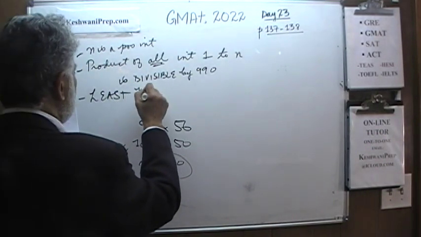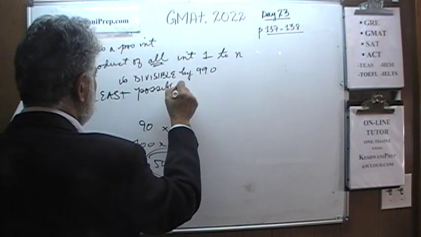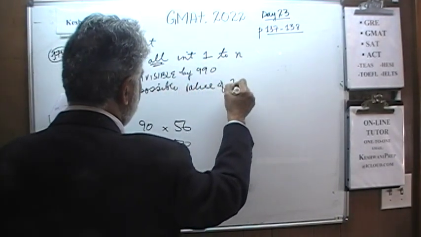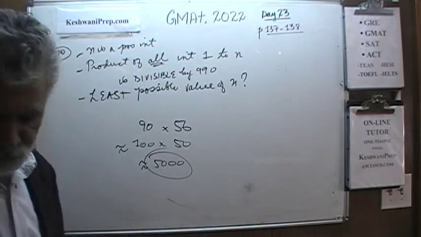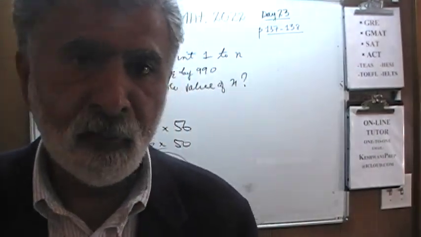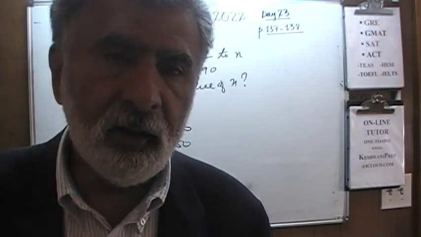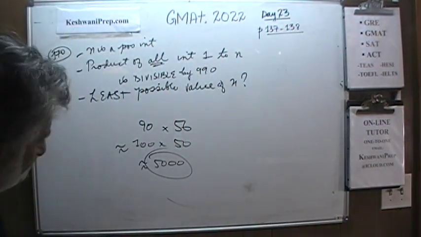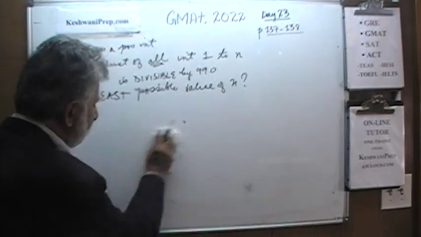What we want to find out is what is the least possible value of n. What's the smallest number of integers that I can have, 1 through n that is, and still find that the product of these integers divides evenly by 990. Let's see what we can do. So we're going to make up our integers.